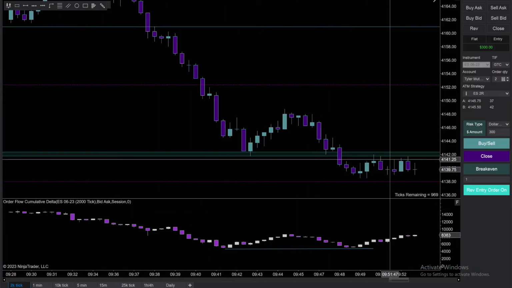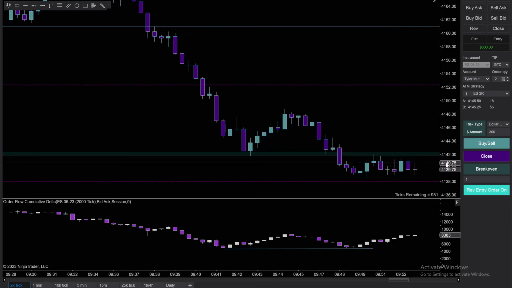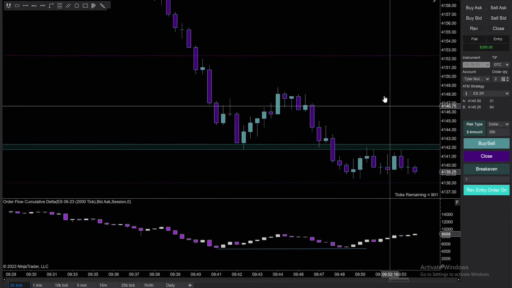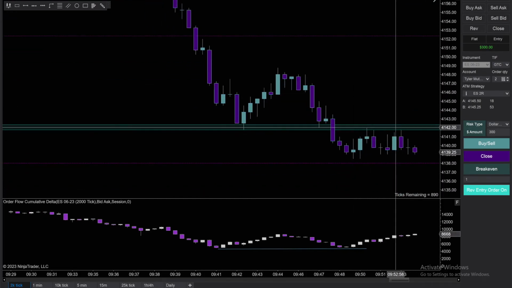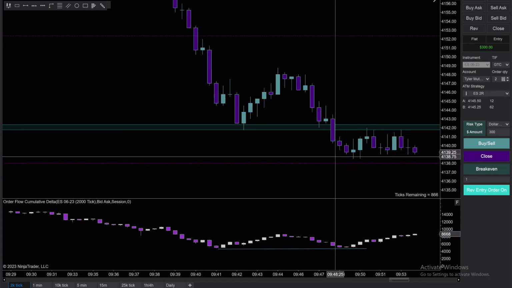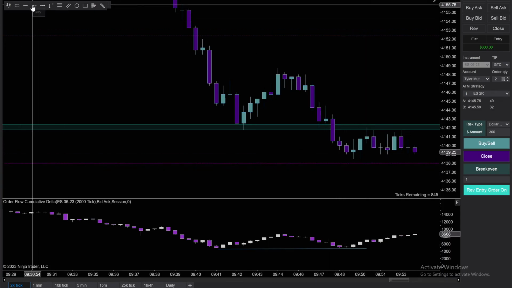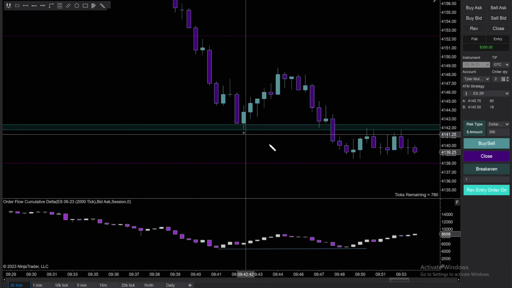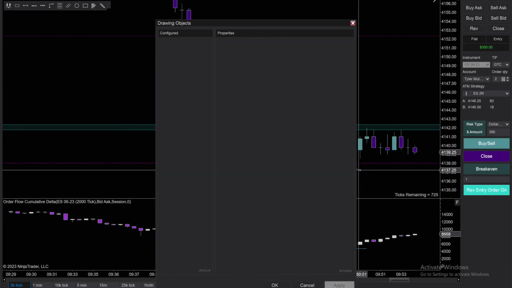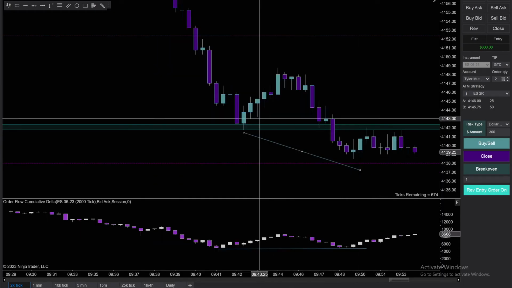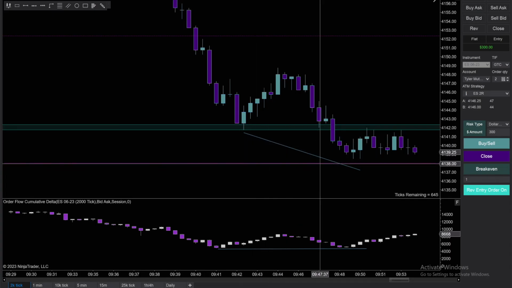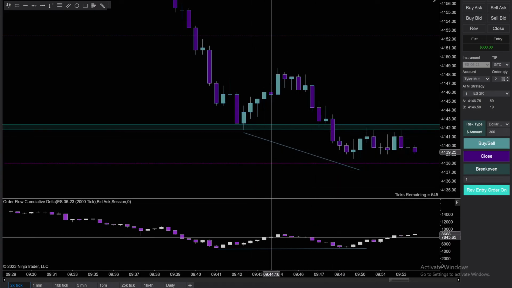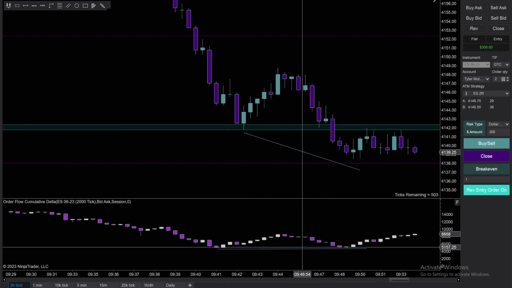So we test this from the underside, test it from the underside again. You can see there's a little bit of a fight going on here, but look at the delta from this low to this low. Price is dropping steadily, but buyers are starting to get aggressive.